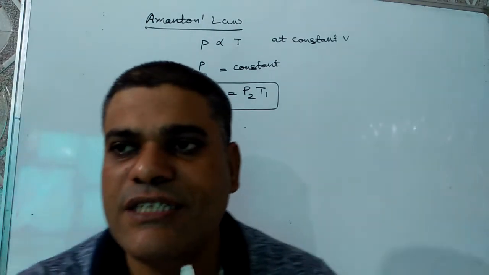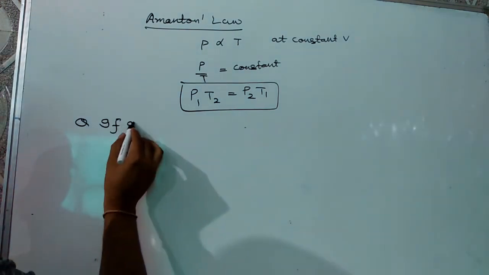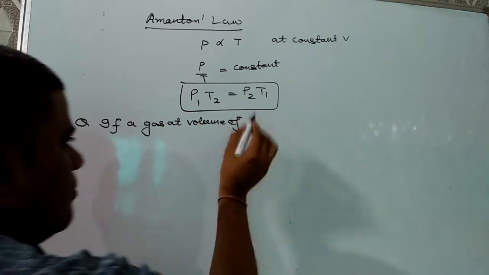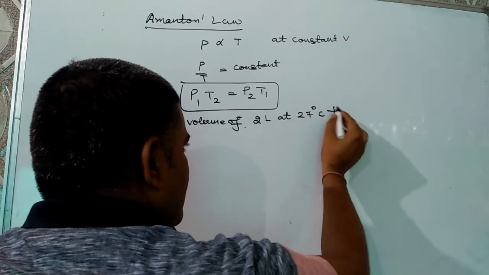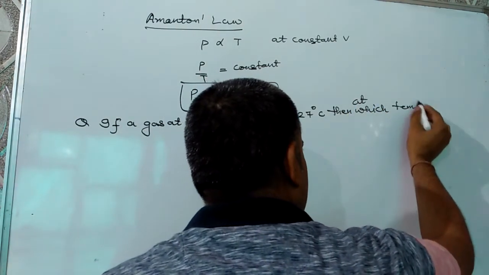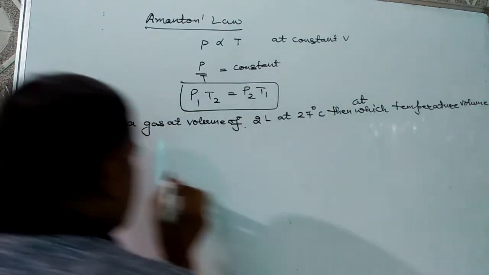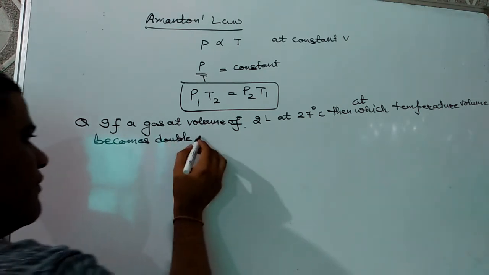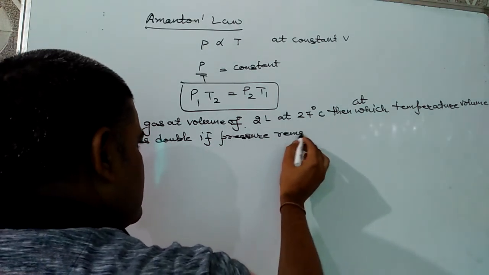Now I am taking few numericals on it. The first question is that if a gas has volume of 2 liter at 27 degrees centigrade, then at which temperature the volume becomes double, if pressure remains constant.